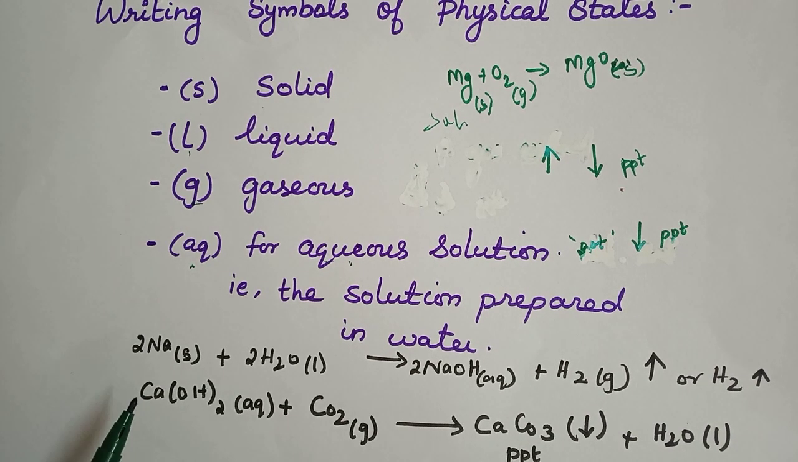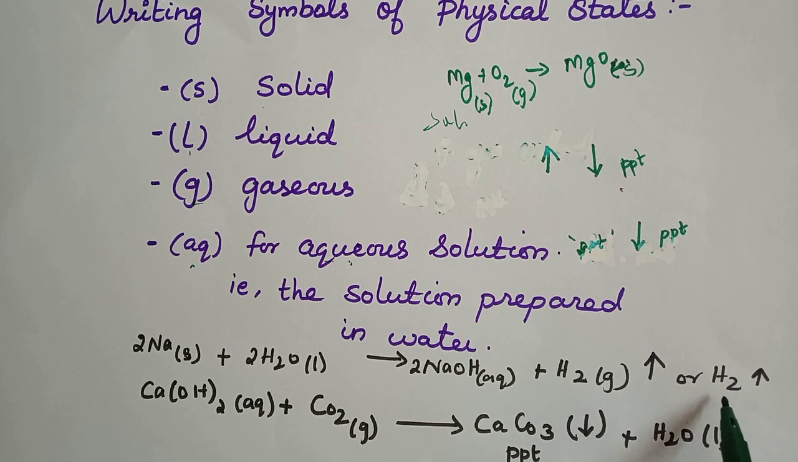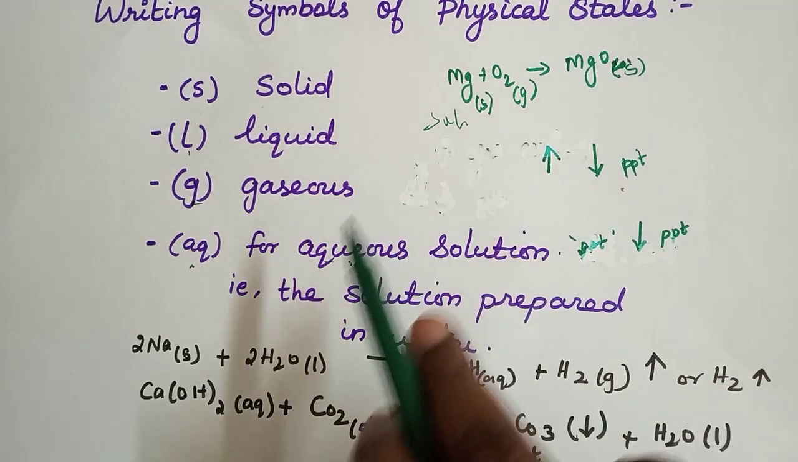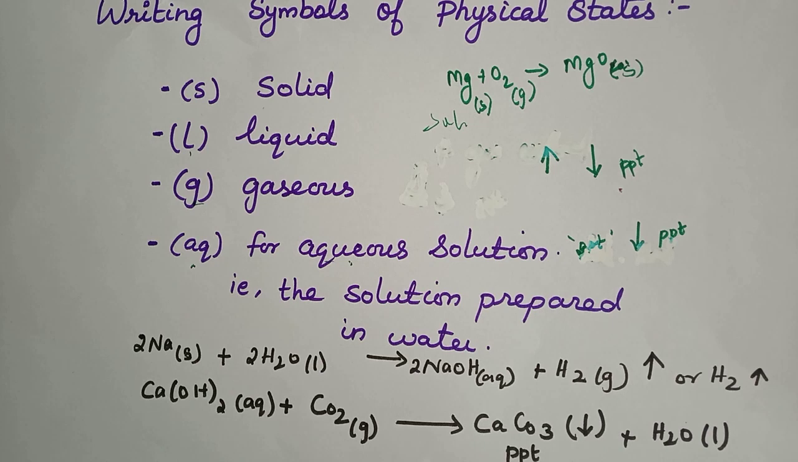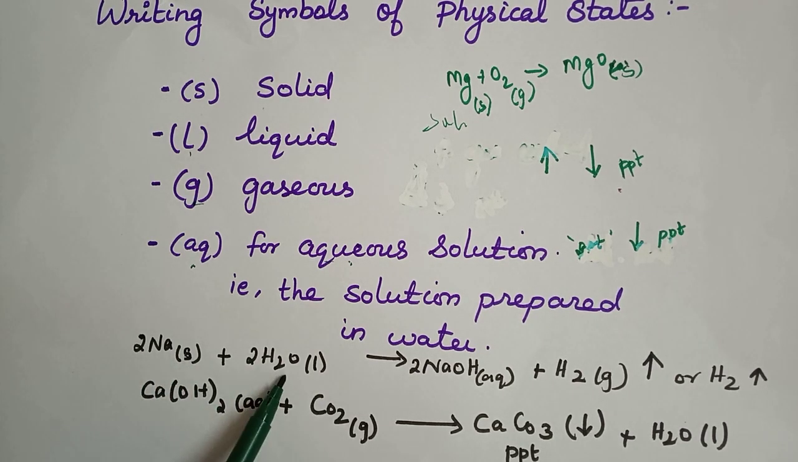See. Here the arrow is pointing upwards, and here we put the arrow in the downwards direction, yes or no? Yes. So with the help of this we can find out the correct symbols of physical states inside chemical equations. Okay, so this is the equation: sodium plus water. Sodium is a solid, and sodium mixed together with water gives sodium hydroxide, which means an aqueous solution.